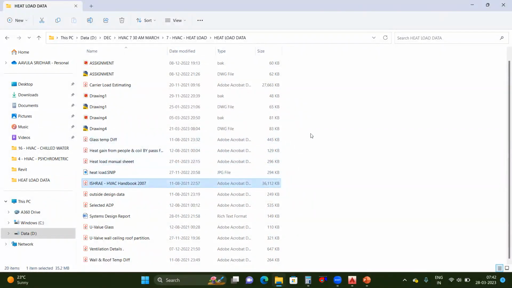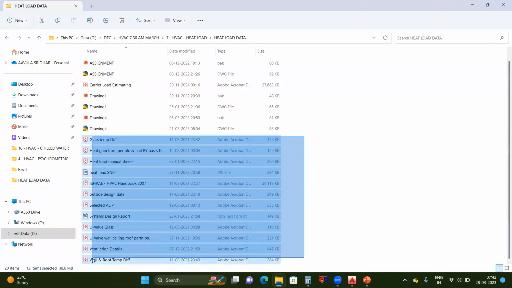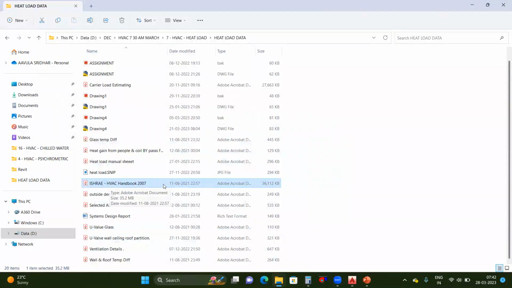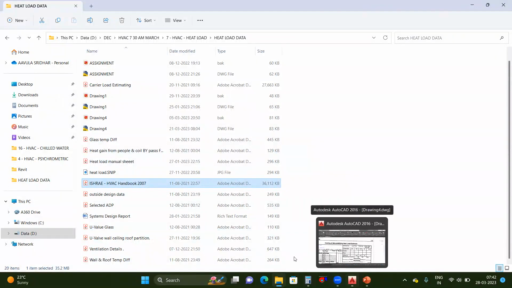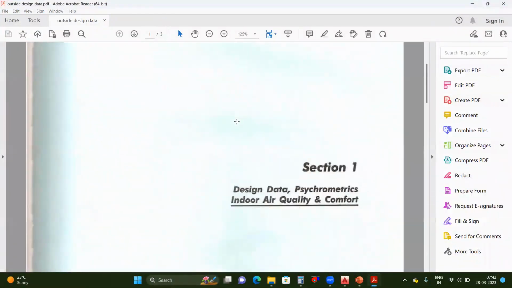These all are the pages which I separated from the ISHRAE handbook. So don't get confused, only this is the ISHRAE handbook. All these I have segregated for easy pick up of the data. So here, what is the requirement? Outdoor design data. So I'll open this outside design data page.